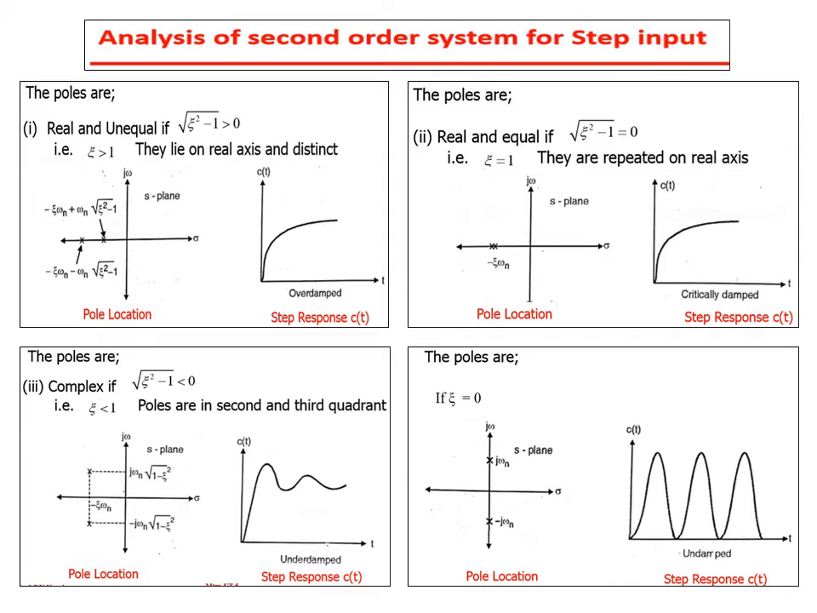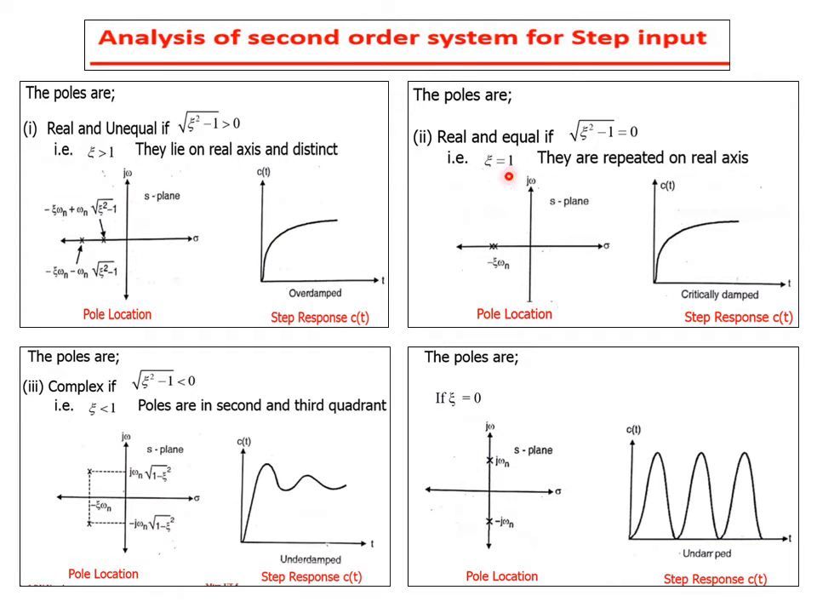So the pole locations will be like this. Here the roots are real and unequal, then equal, then complex. Here sigma is the real part, j omega is the imaginary part, and this is the s plane. In the s plane we have real and imaginary parts. These are the real roots, but unequal, one positive, one negative. One will be like this, one over here. This is plus and here it is minus, but both the roots are real.